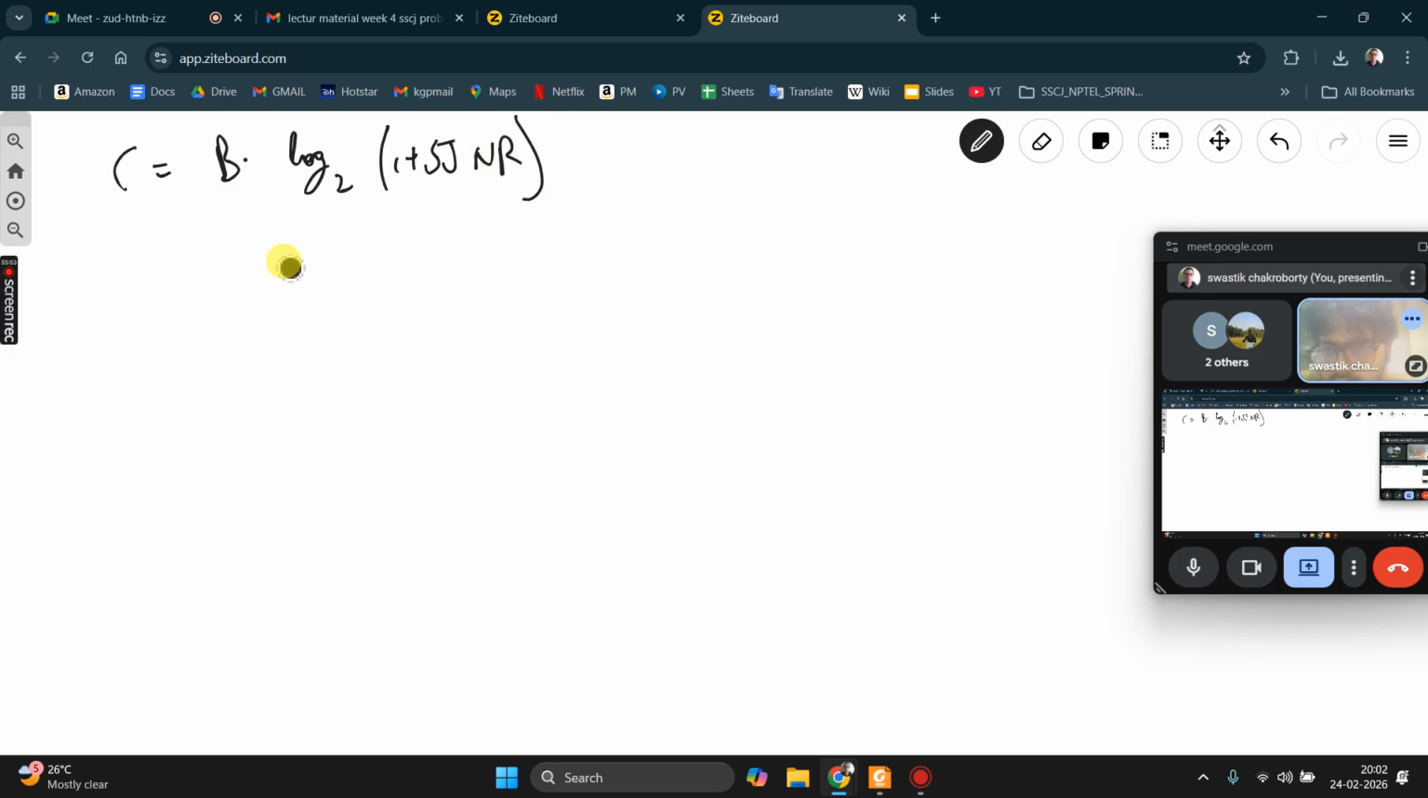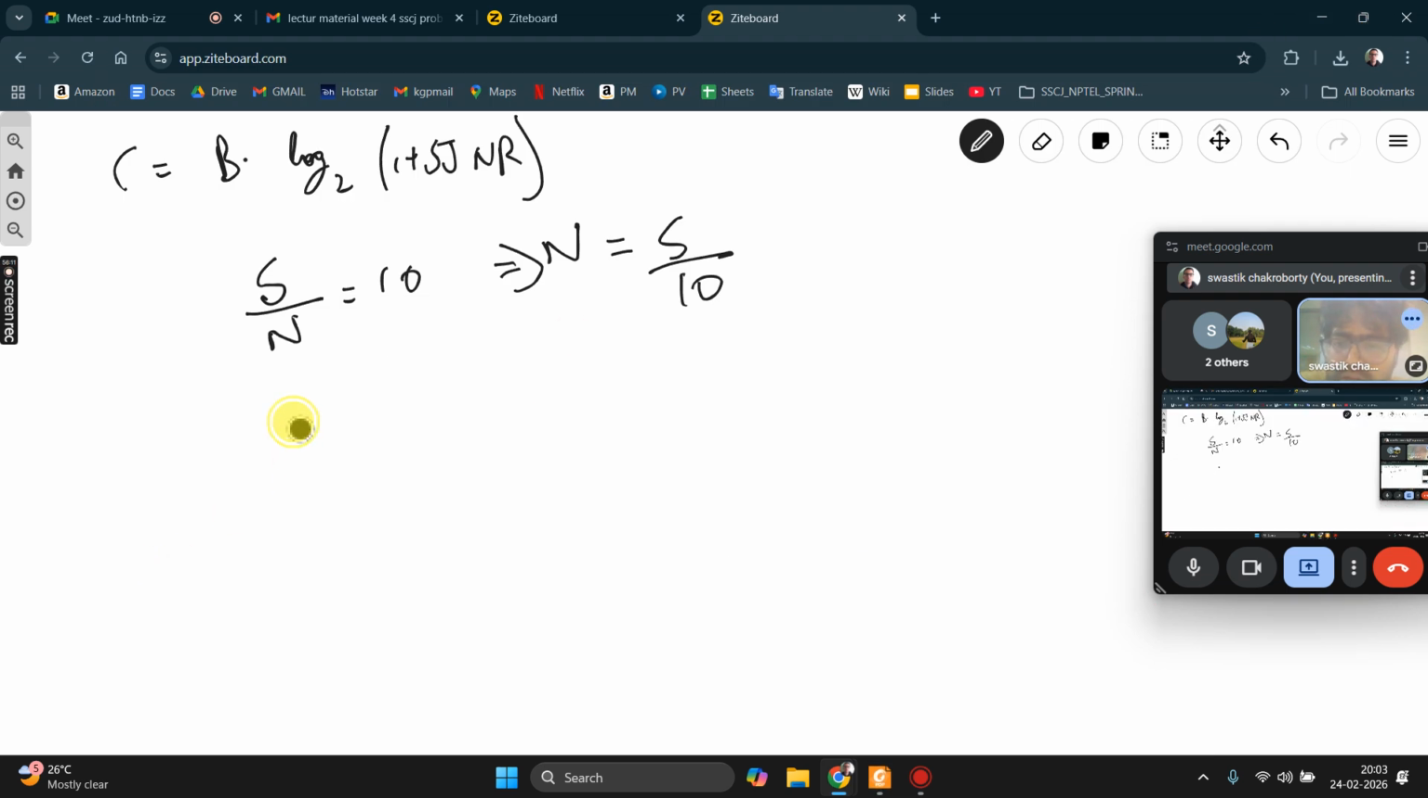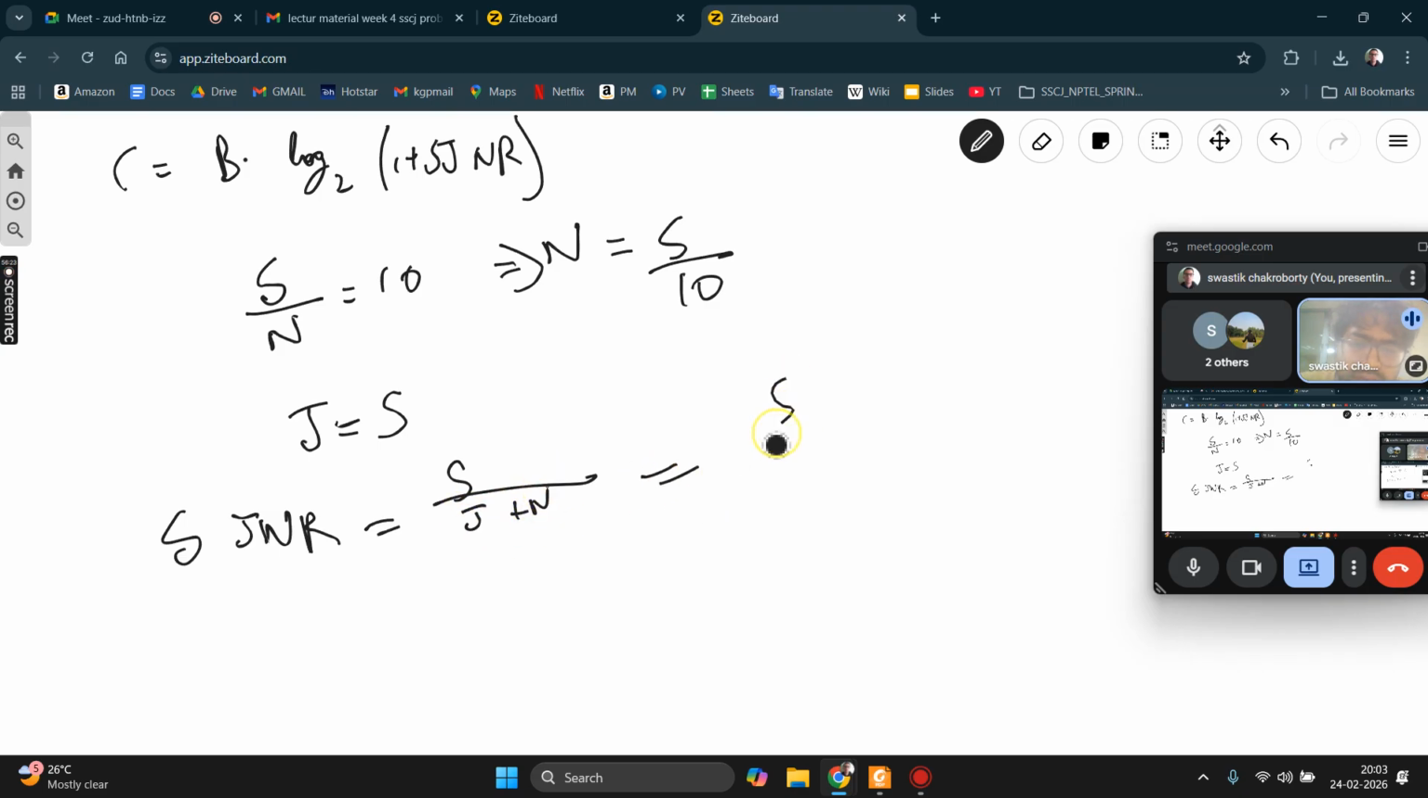Now S by N is 10, so N is S by 10. Further, it is given that J is equal to S, the jamming power equal to the signal power. So SJNR is S by J plus N, or S by 10 plus S. So it is S by 11 by 10 S, that is 10 by 11. So SJNR is 10 by 11.